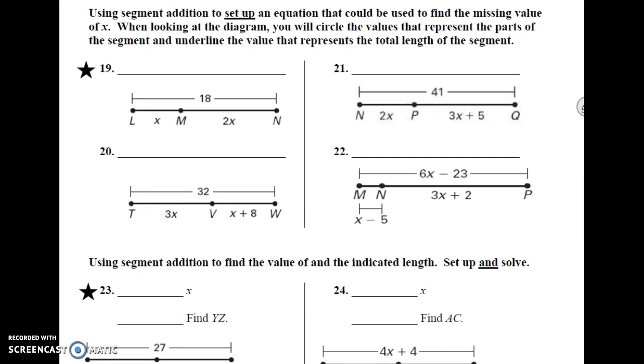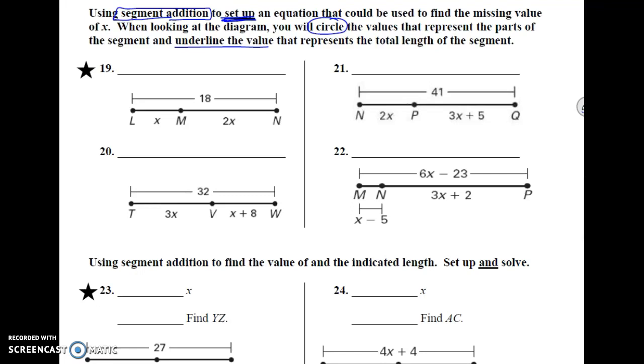Now jumping ahead to page 2, we're going to work on these diagrams here. Reading the directions, it says using segment addition, we are going to set up, we do not have to solve, only set up an equation that can be used to find the missing value of x. When looking at the diagram, we will circle the values that represent the parts of the segments and underline the value that represents the total length.